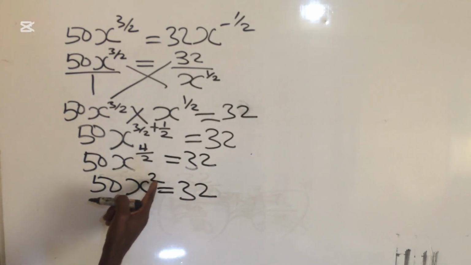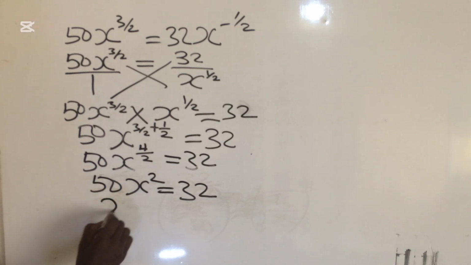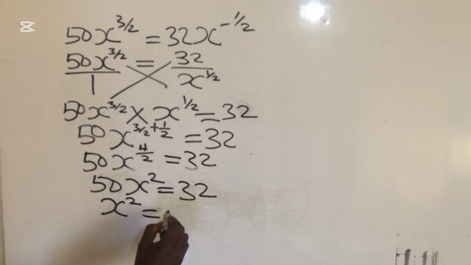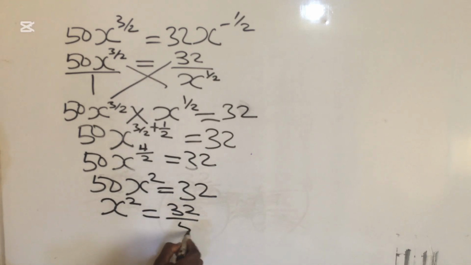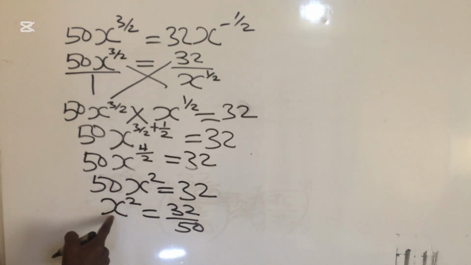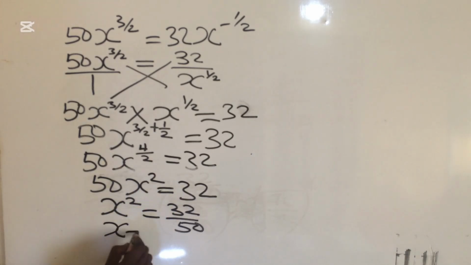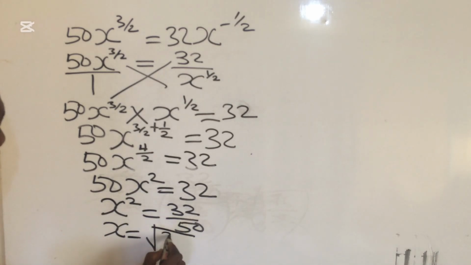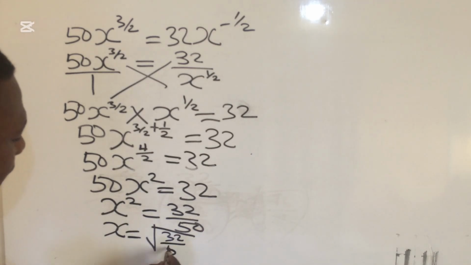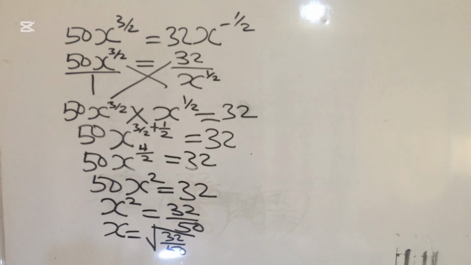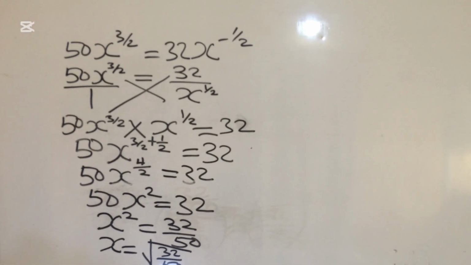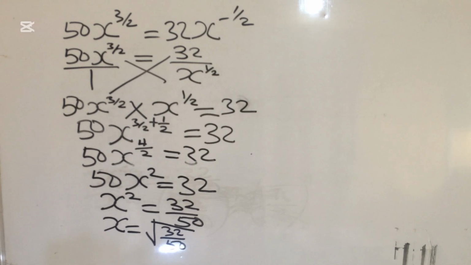Now we make x raised to power 2 subject of formula. We have x raised to power 2 equals 32 all over 50, that is dividing both sides by 50. Now we continue by making x subject of formula. We find the square root of both sides, which will be x equals square root of 32 all over 50.